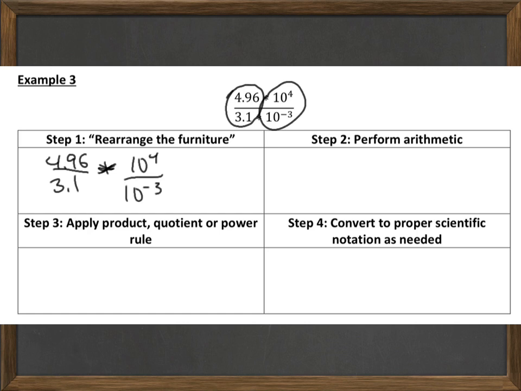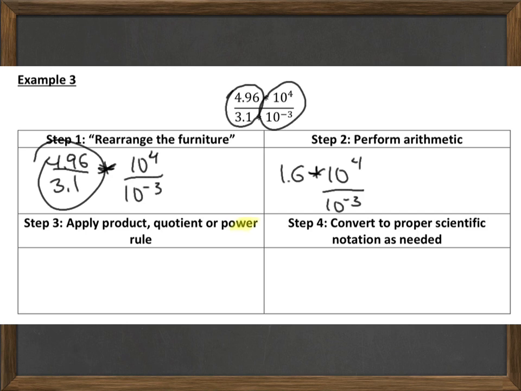The first thing I'm going to do after I rewrite it is literally just type in 4.96 divided by 3.1 into a calculator. And that just gives us 1.6. No need to round, it's just 1.6. So we have 1.6 times 10 to the 4th divided by 10 to the negative 3rd.